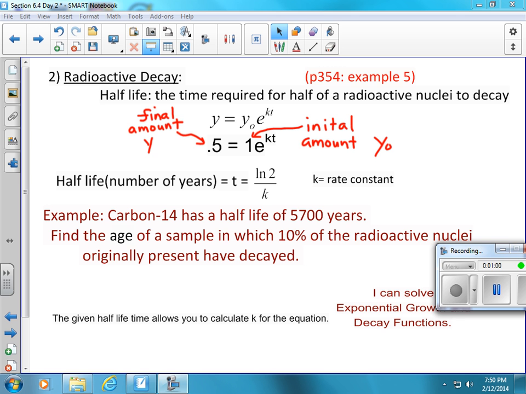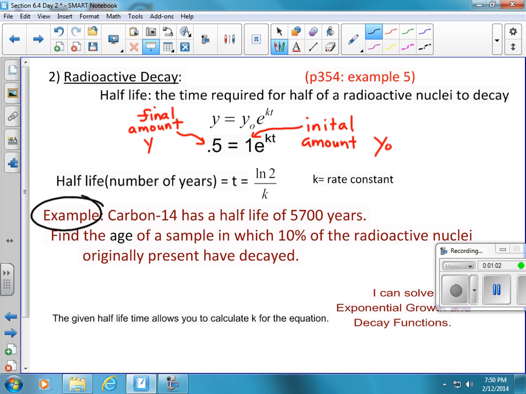It says that carbon-14 has a half-life of 5,700 years. Find the age of a sample where 10% of the radioactive nuclei originally present has decayed. Okay, so what we're going to do is we know that the half-life, T, is equal to 5,700 years. So what we're going to do is use that information to calculate a K value.